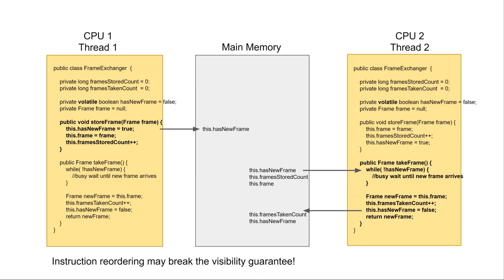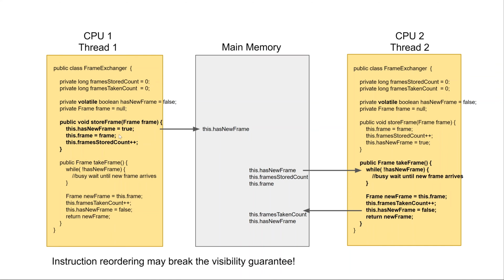Let's look at what happens if the CPU reordered the instructions so they were executed in this order. Now the write to the volatile variable happens at the beginning of the method, and that means that at this point in time the value of hasNewFrame is flushed to main memory along with whatever is stored in the other fields here at that time.